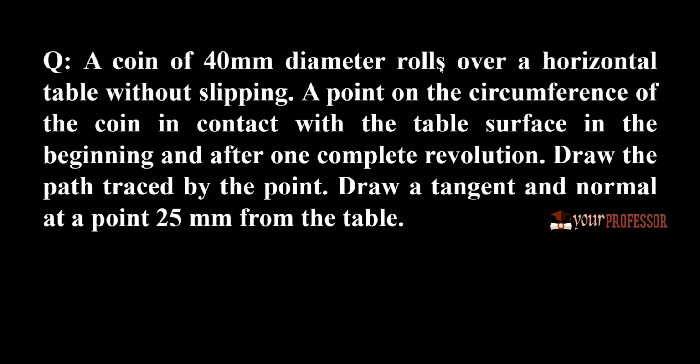So a point on the circumference of the coin in contact with the table surface in the beginning, and after one complete revolution, they are asking you to draw cycloid for one complete revolution. Draw the path traced by the point. Draw a tangent and normal at a point 25 from the table. So you need to draw the cycloid for one complete revolution, starting from the contact point of that table and that coin, and draw tangent and normal at a point 25 from the table, right? Let us solve this problem.